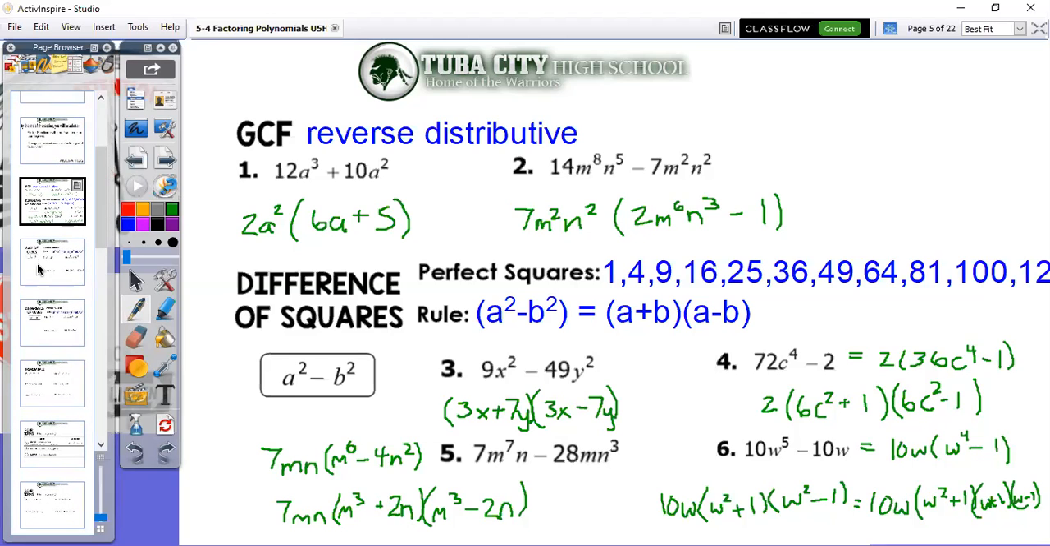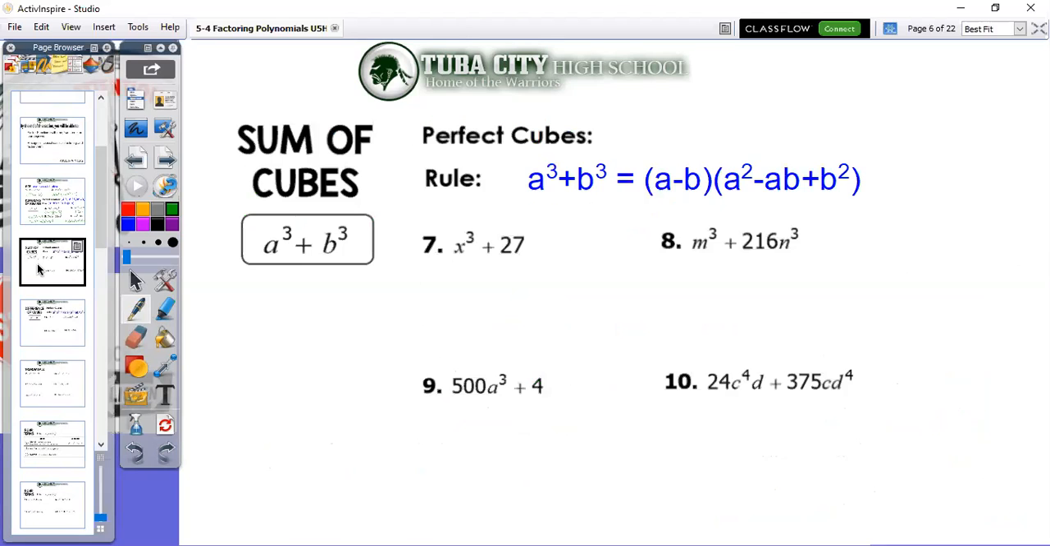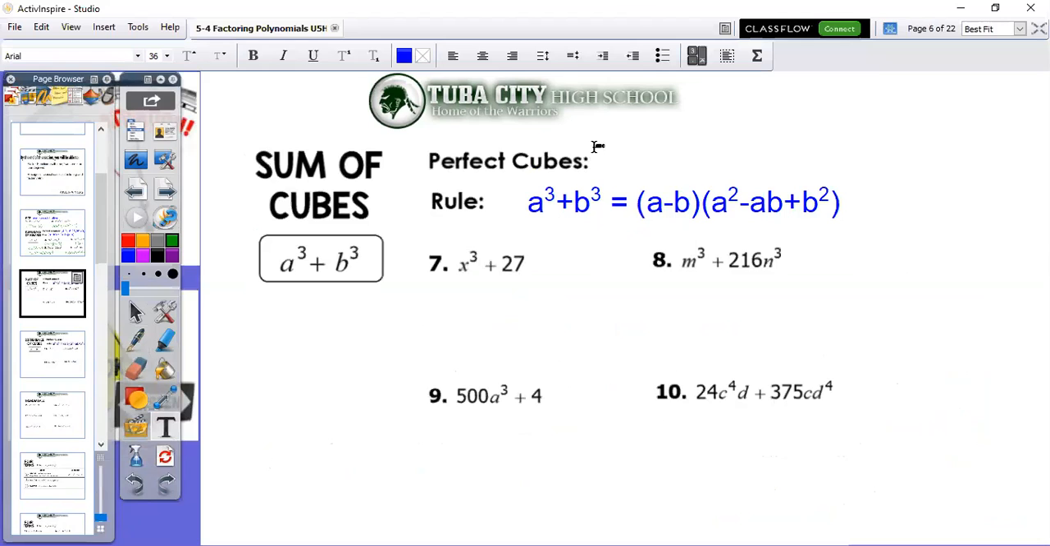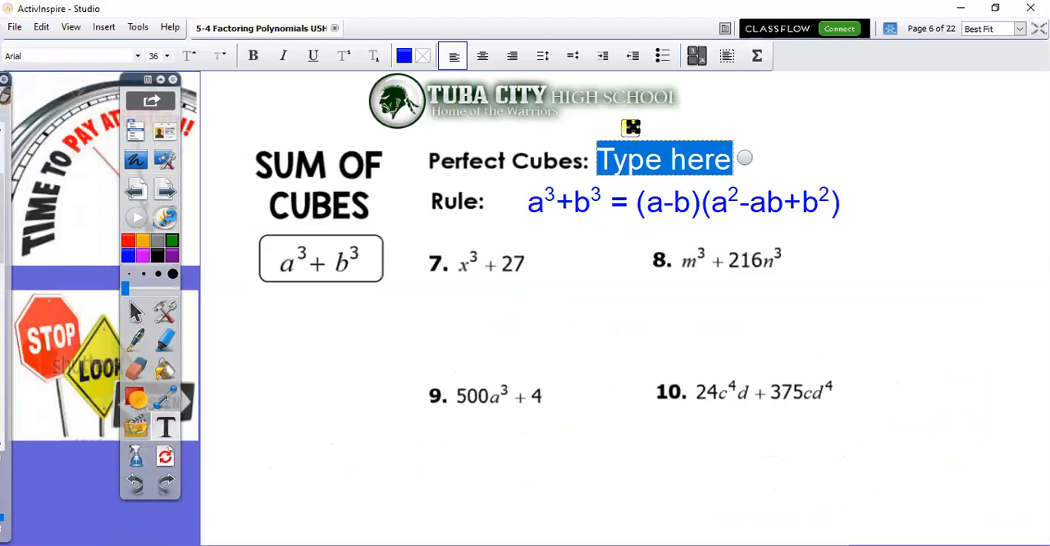All right, moving on to the next one. Now here's where it starts getting a little complicated. The sum of cubes. So you know what squares are, but let's see if you know some cubes. Some perfect cube numbers are numbers that you get when you multiply 3 of the same number.